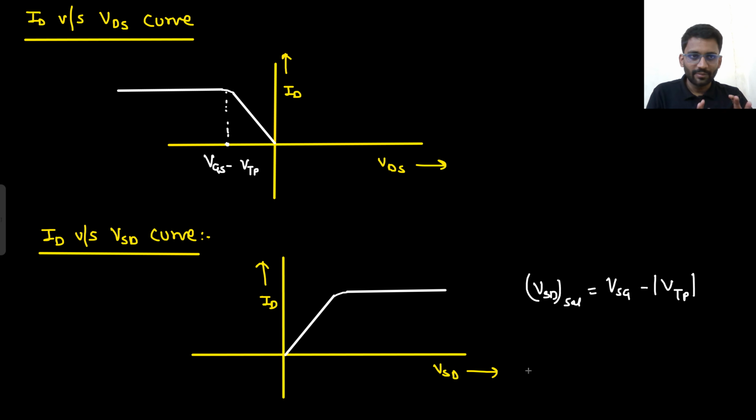I told you one simple thing that you remember for NMOS. If you are writing for PMOS, just interchange VDS with VSD, VGS with VSG. The arrow sign will remain the same. Look, the graph is also the same. This graph is also the same now. There is no change in the graph.